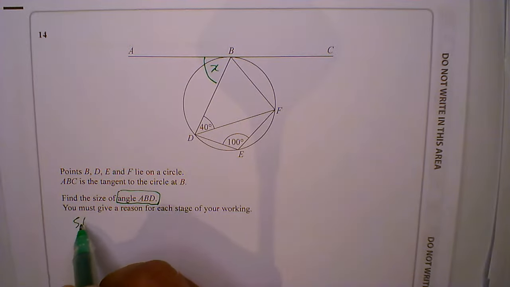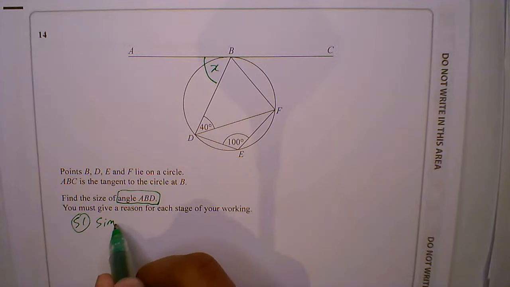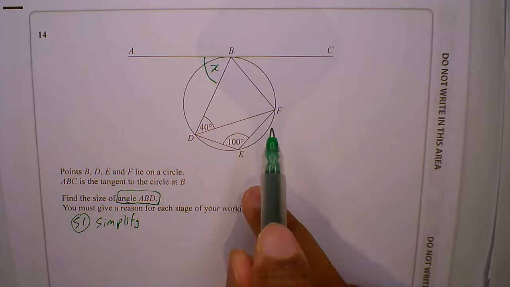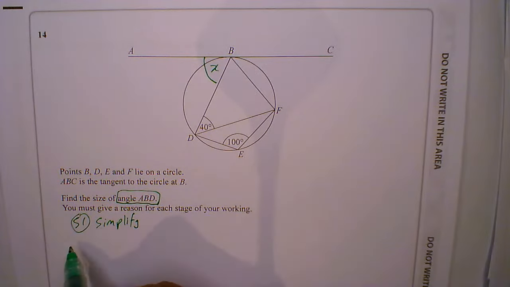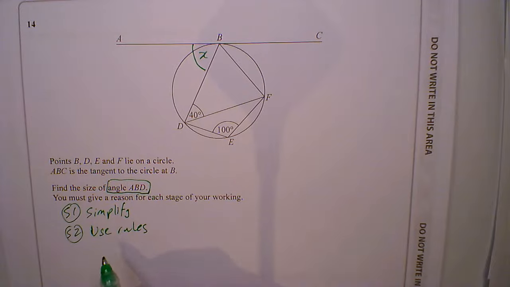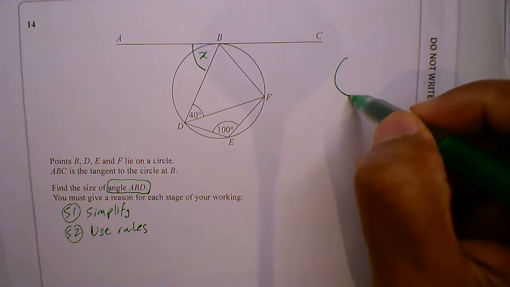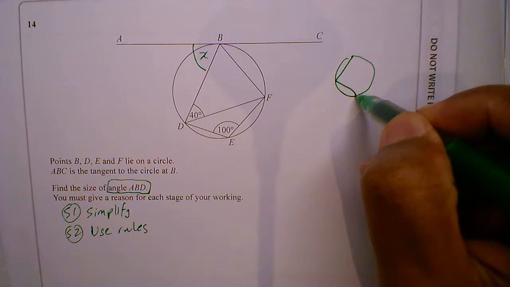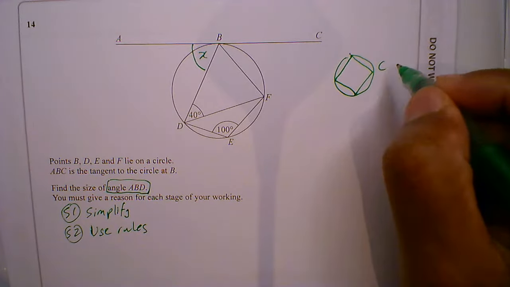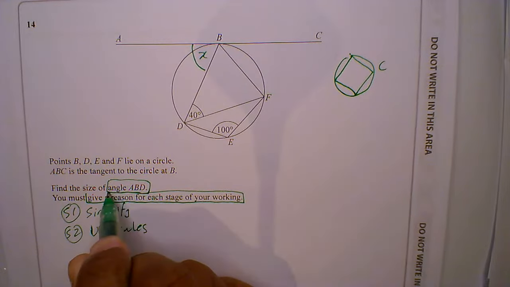So if you've been going through these live sessions, the first thing I say about circle theorems is simplify. So we want to simplify this as many times as we can, and then use our rules. And then it's like a little game. Different things will map out. One thing will connect to another. All right, so what circle theorems can you see here? One circle theorem that I can see is cyclic quadrilateral. And this question says, must give a reason for each stage of your working out. So we need to do that.